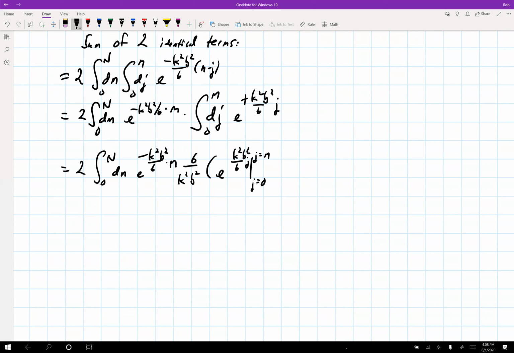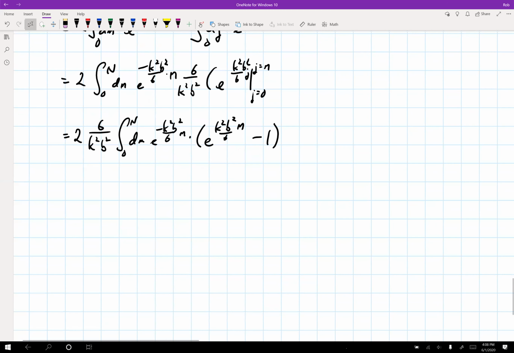All right, so this becomes, I can pull the constant prefactor out, so we'll have 2, 6 over k squared b squared. What are we going to have? Integral dm 0 to n. So at j equals m, this is going to be multiplied by k squared b squared m over 6. And then at 0, it's going to be 1. So now when we multiply this exponential through, we'll get 1 minus e to the minus k squared b squared.